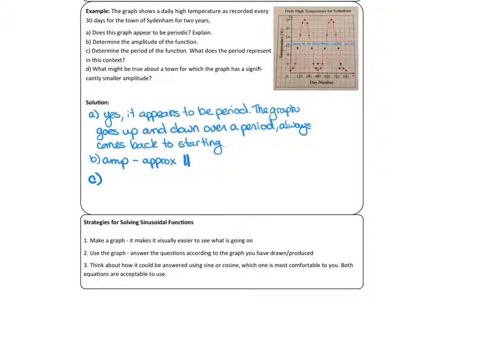C, determine the period of the function. So the period of the function looks like, it's at the bottom here at 0 days, and then it looks again like it's at the bottom at around 480. And then again, so I'm going to say it's approximately, or you can do the difference between the top part, just as long as you have where it starts and where it comes back to that. So it's looking like it's around 400 days, 400 to 420 days.